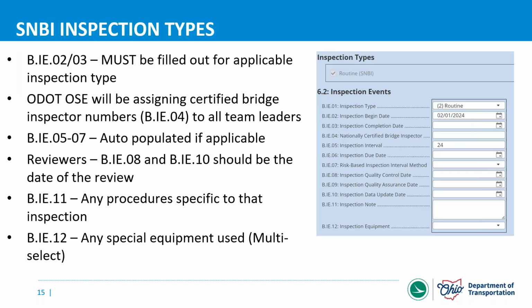BIE 11, any procedures specific to that inspection, even if it's something as easy as, waders needed for this inspection or something, right? Those notes can go into BIE 11, and BIE 12 is any special equipment that is used for that inspection type. It's a multi-select option, so you can choose multiple different tools or equipment.